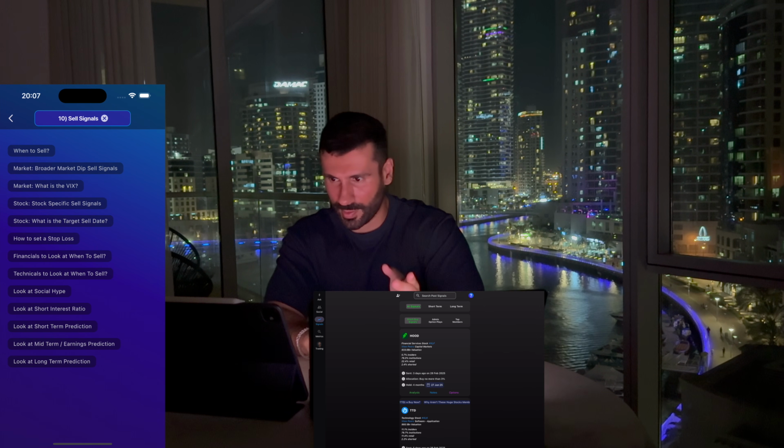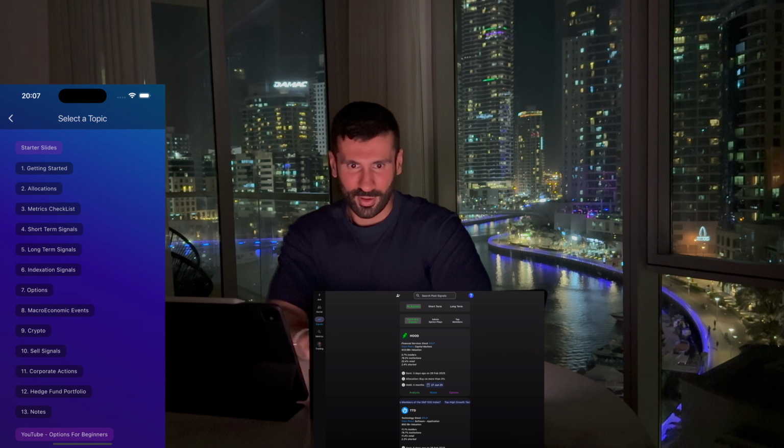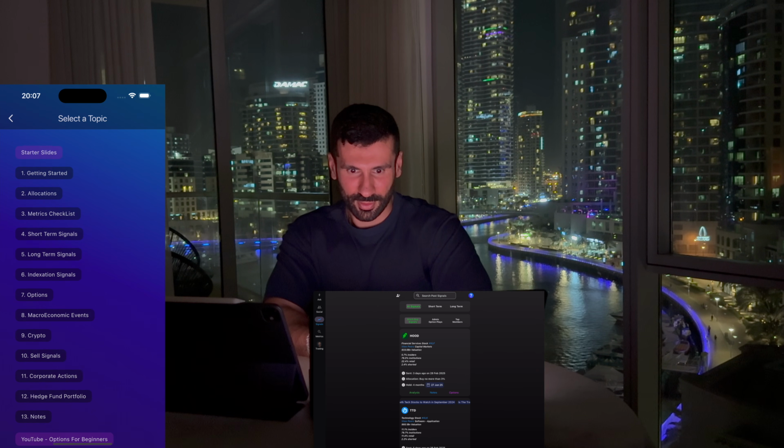And long-term prediction, you can see them in the app, the prediction button in the matrix tab. Exciting. Wait, that's it.